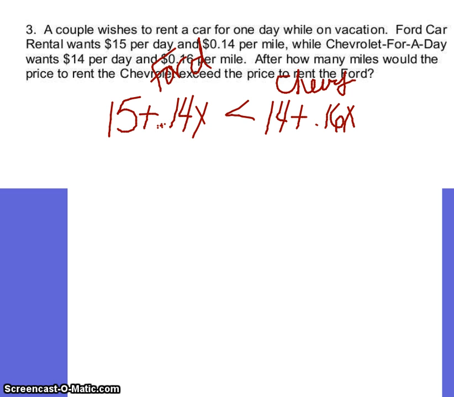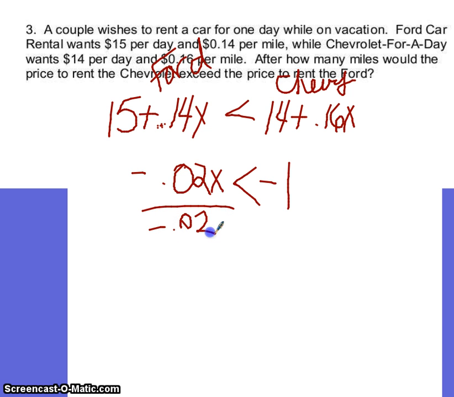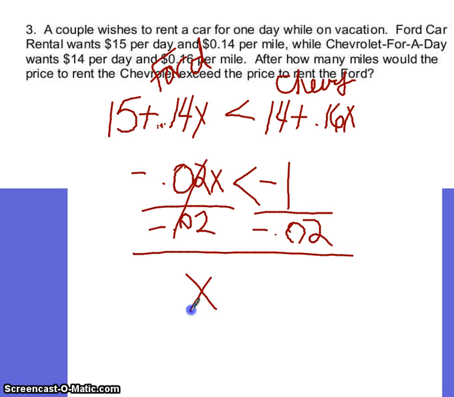I know I need my variables on the left side and my whole numbers on the right side. So if I bring my variable over, I'm going to bring over a 0.16, and that's going to be negative. So what am I going to get? 0.02x. It's going to be a negative. And then I'm going to take my 15 over. That's going to become negative, and that's going to be a negative 1. So when I divide by my negative 0.02, I'm going to get that x to be less than 50. So now let's go to the next page.